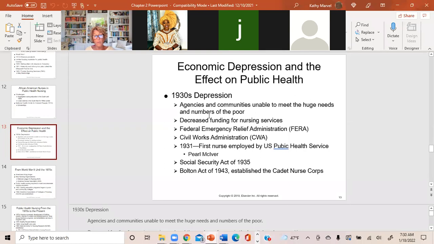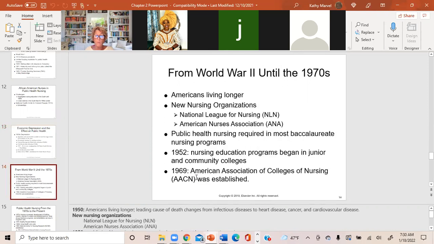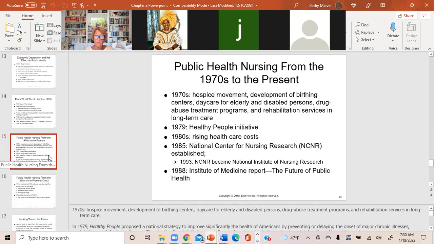Okay, we really start to focus on the 1930s and after, okay, with public health. I'm just going through and pulling out what you need to know. Okay, Healthy People 2020, it started in 1979. Okay, we'll need to know that. We'll need to know about the National Center for Nursing Research, NCNR.